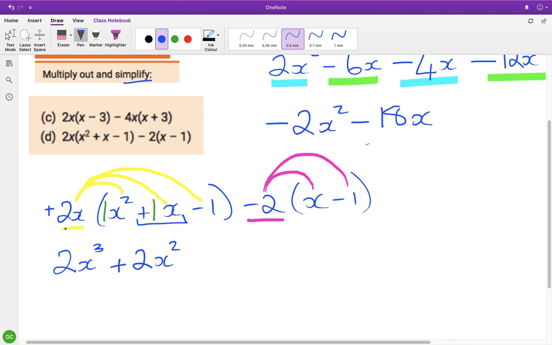Next multiplication then is the 2x and the minus 1. So plus and minus are different signs, so negative answer. 2 times 1 is 2. We have an x here and no letter here, which means we just have x. Okay, that's the yellow multiplication complete and done.